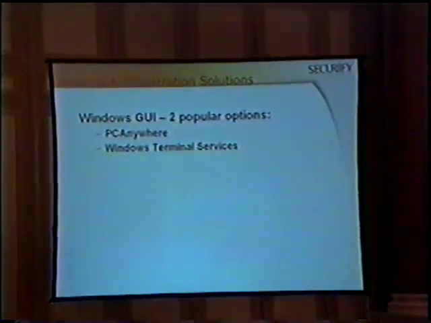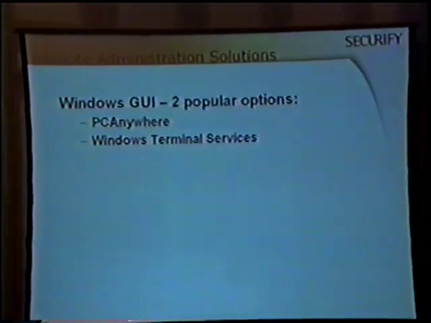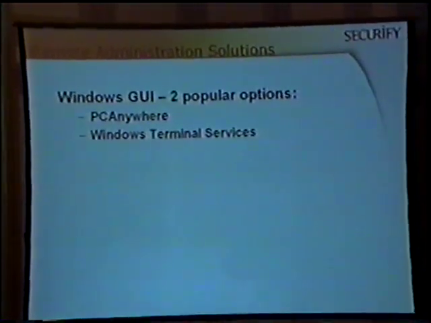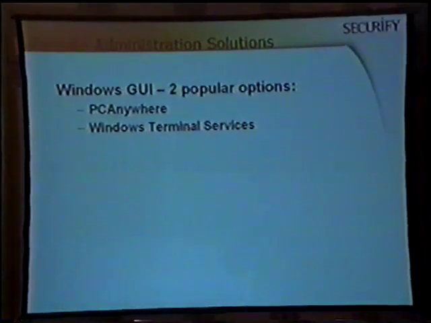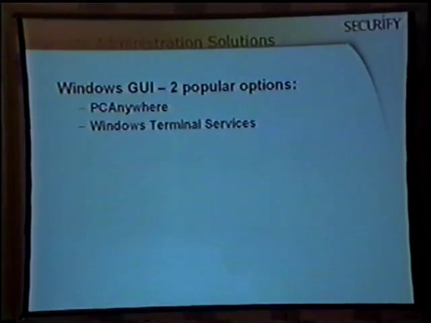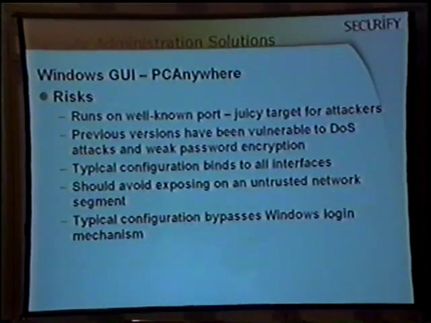Although I'm Unix-centric, there's also the Windows problem. You've got two popular options with Windows GUI: PC Anywhere and Windows Terminal Services. You see PC Anywhere often running with Windows NT4, and Windows Terminal Services running with 2000. There are a lot of risks presented with PC Anywhere. It runs on a well-known port. Previous versions have been vulnerable to denial of service attacks and weak password encryption.